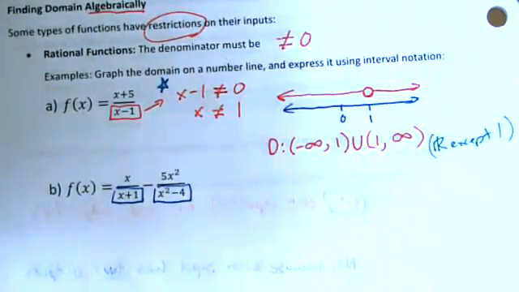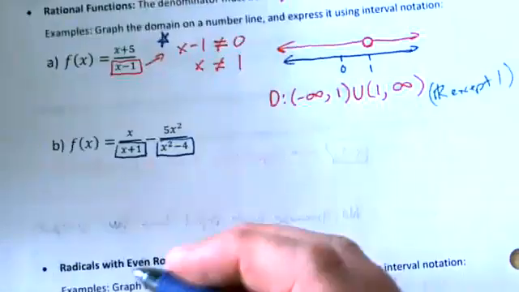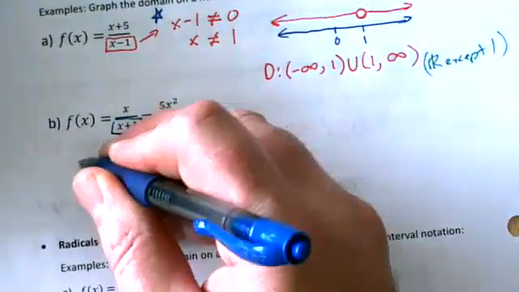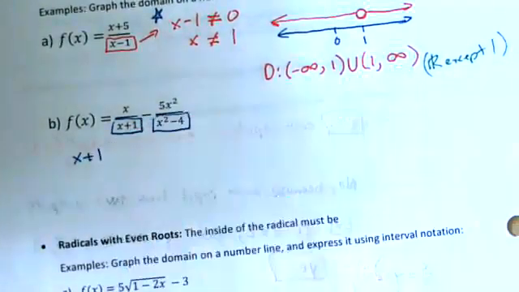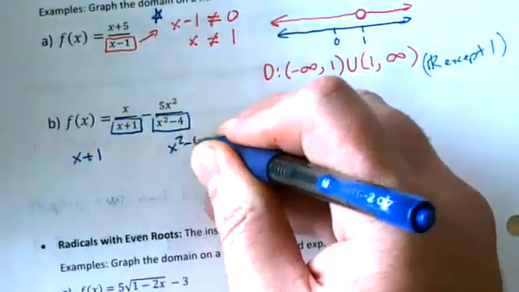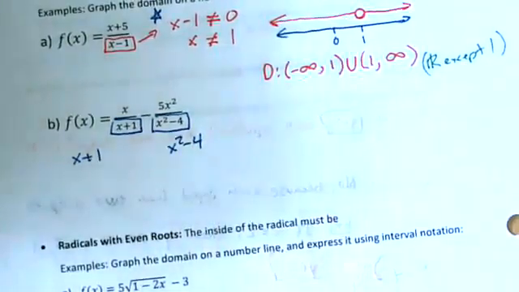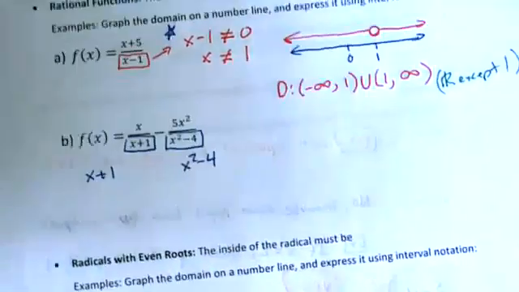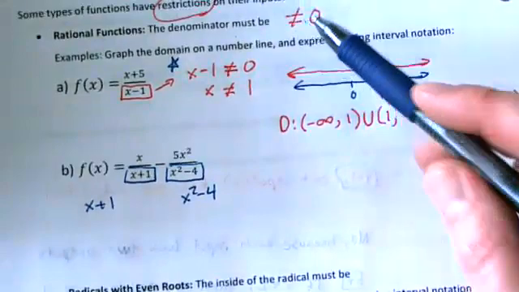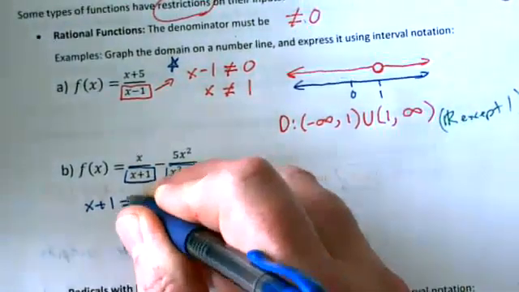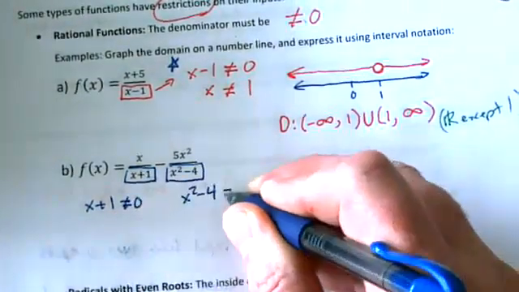So let's go ahead and do our key step here. Our key step is to write both of those things with the restrictions on it. So X plus 1 and X squared minus 4. And what must be true about both of those? They must not equal 0. So X plus 1 not equal to 0 and X squared minus 4 not equal to 0.